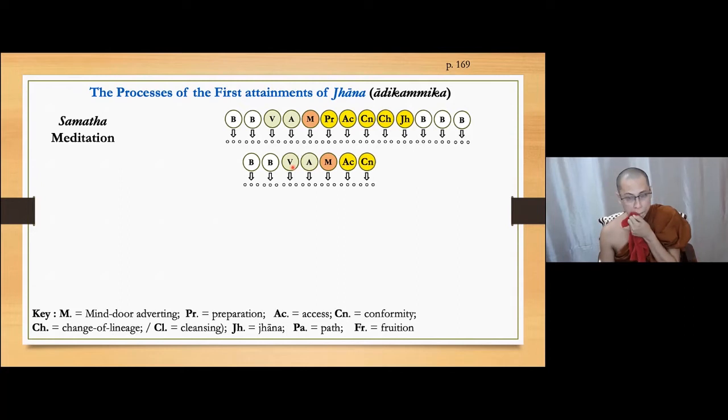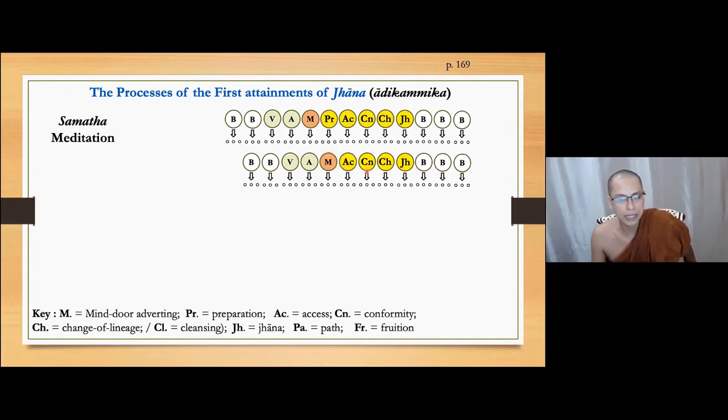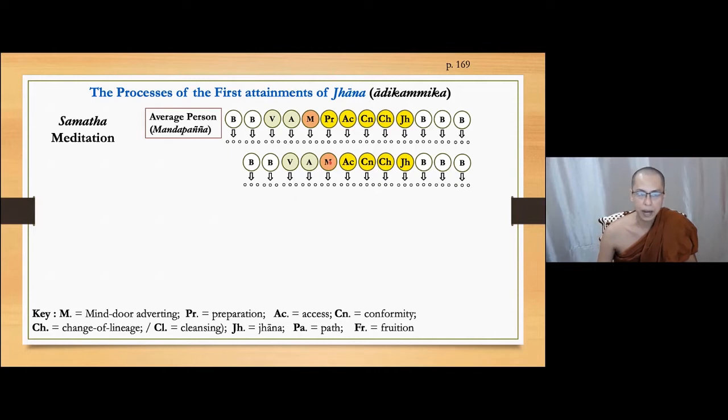Then another process. Here, starting from the mind-door adverting, but there is no preparation moment in the second type of process. Starting from the access moment, conformity moment, then change of lineage, then jhana. What makes the difference between these two, with preparation moment and without preparation moment? With the preparation moment, the person is regarded as the average person, the Mandapanya individual, who has the slower power of wisdom, but just slow, not much difference. Then the second process, without the preparation moment, the person is regarded as the keen person.